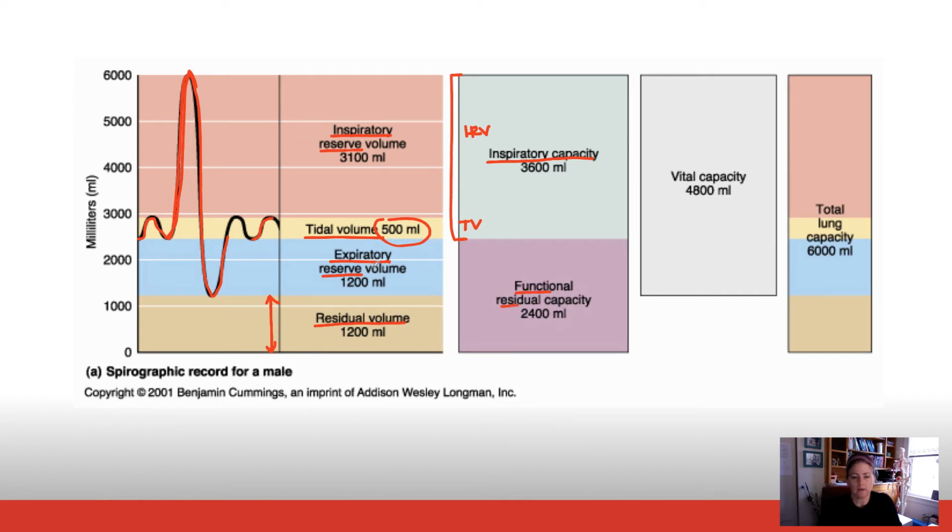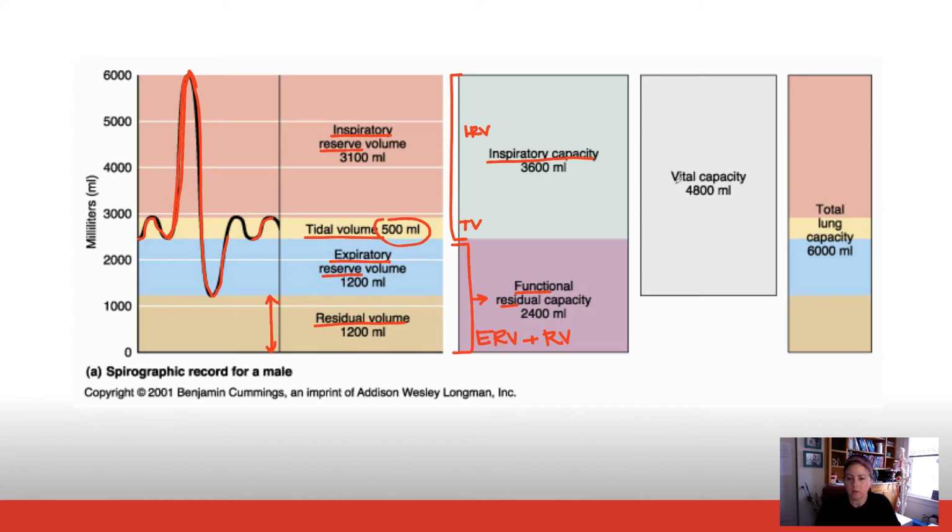And this is basically going to be our expiratory reserve volume plus our residual volume. Okay? So here, if we add these two together, it's going to give us our functional residual capacity. Okay?